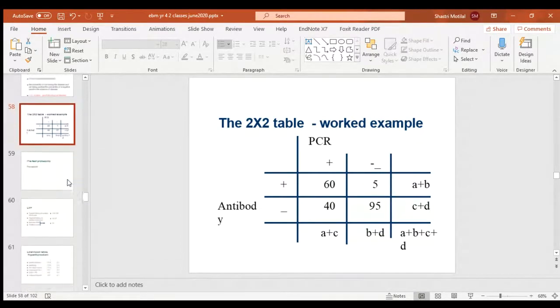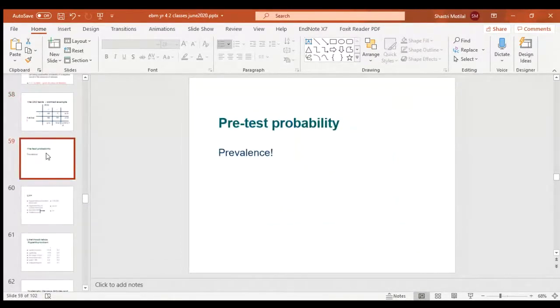The other thing I would say as we wrap up diagnosis is with this thing called the pretest probability. The pretest probability, as the word suggests, is the probability that the person has the disease before you test them. And the point I'm making here is that pretest probability and disease prevalence are roughly the same.